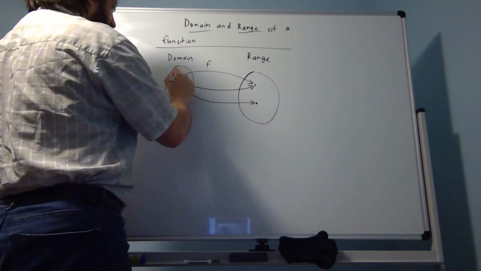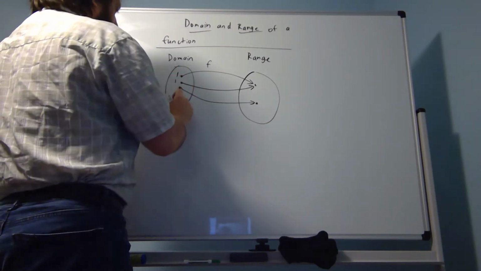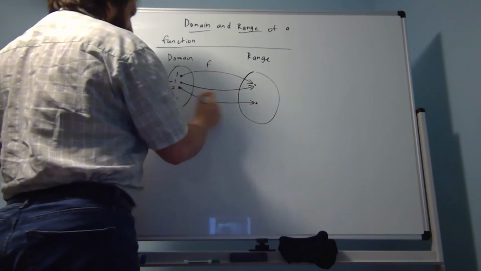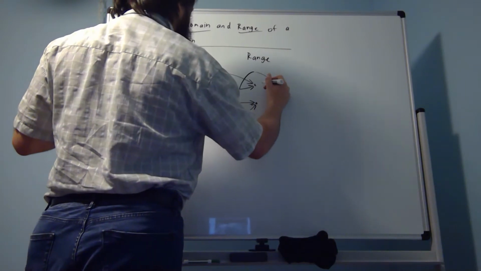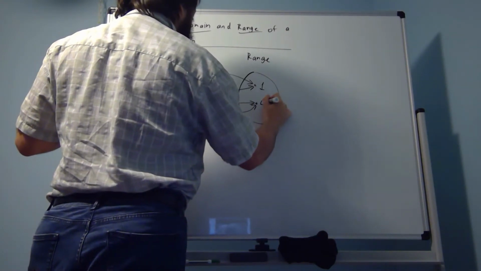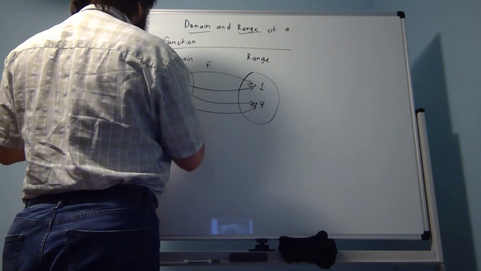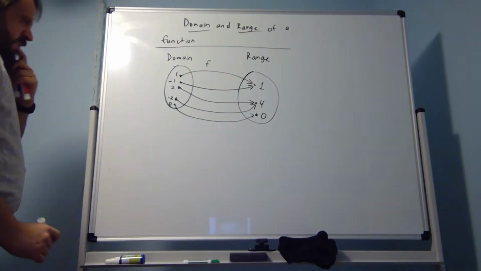So for example, 1 and -1 could go to the same place. 2 and -2 could go to the same place. Here's the number 0. 0 could go to 0.